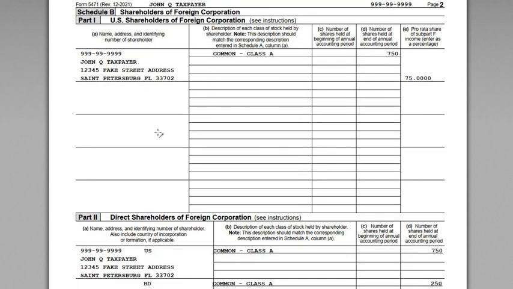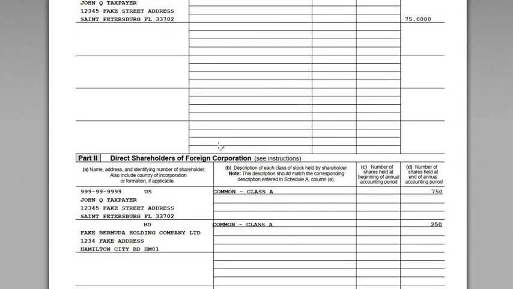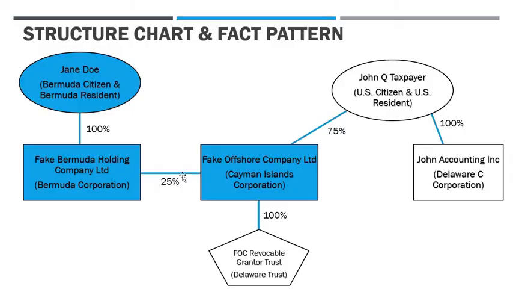Now, if we want to touch on maybe a minor modification to the fact pattern and see how this would change, let's look at the fact pattern here. What if, for example, we had Jane Doe, and instead of a Bermuda citizen and Bermuda resident, let's say she was a dual citizen, right? So what if she was a dual citizen, Bermuda and U.S. citizen, and she was living in Bermuda? Well, if you're a U.S. citizen, no matter how many citizenships you have, you're generally always a U.S. person. You're always a U.S. citizen.